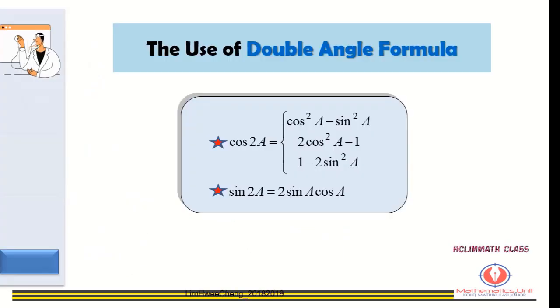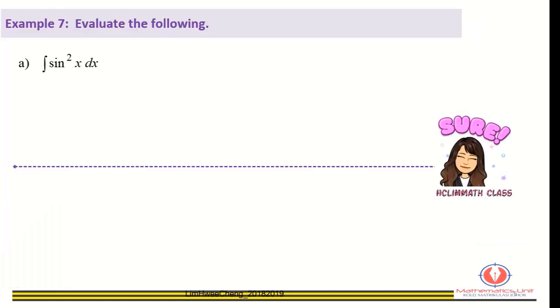The double angle formulas of cosine are going to be used whenever we are going to find the integrals involving the trigonometric functions of cosine square or sine square. Furthermore, we are going to use the double angle of sine whenever we have the integrals of the functions of sines and cosines. Okay, let me explain to you through the following examples.